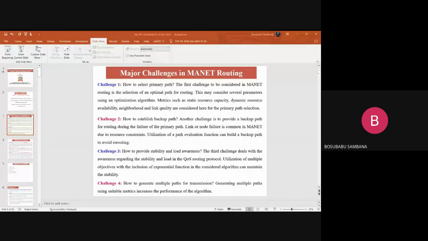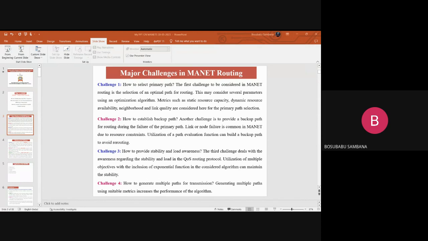Second, how to establish a backup path. Another challenge is to provide a backup path for routing during path failure. In case any path fails during transmission, another backup path is immediately set up. Link or node failure is common in MANETs, due to various constraints, network failures, and external and internal sources. Utilizing the path evaluation function, a backup path can be built in the routing protocol.